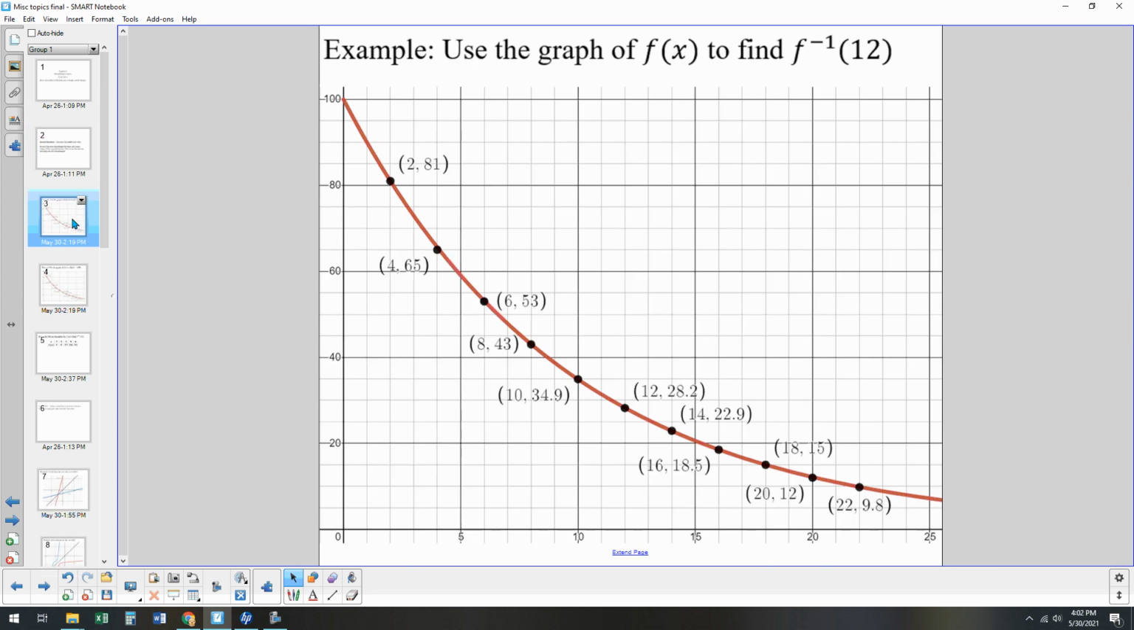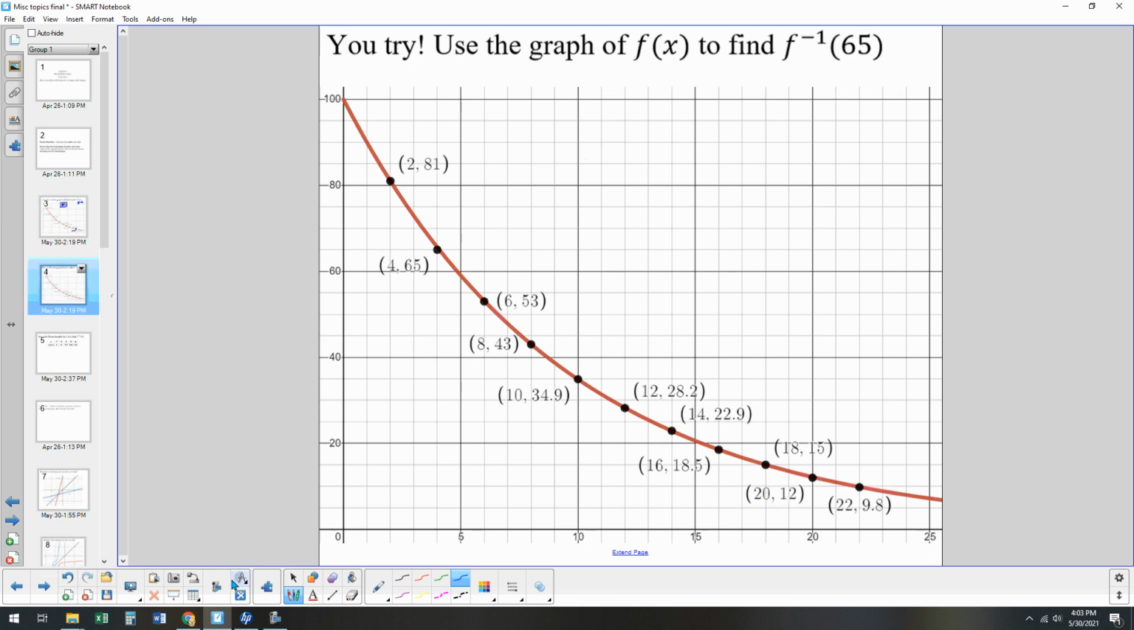So if I'm using a graph, like the graph of f of x, if they want me to find f inverse of 12, that really means the input of the inverse is the output of the original. So we're looking at the graph to find when y equals 12. I'm looking at the graph and I see y is 12 here. Therefore, f of x would have been 20, or our answer would have been 20. All right, f inverse of 12 equals 20.